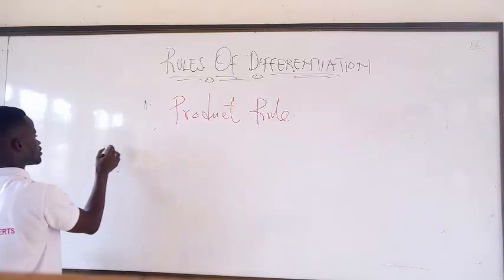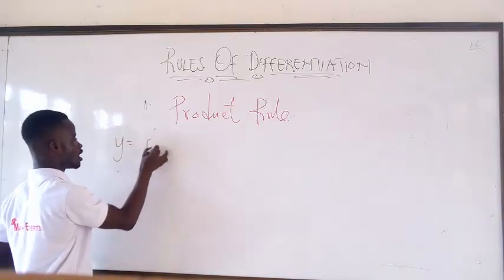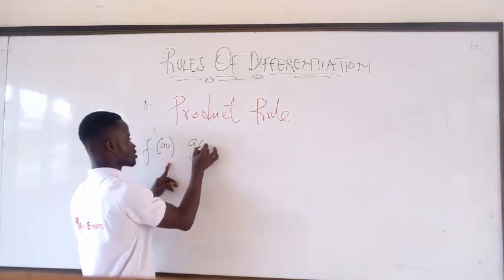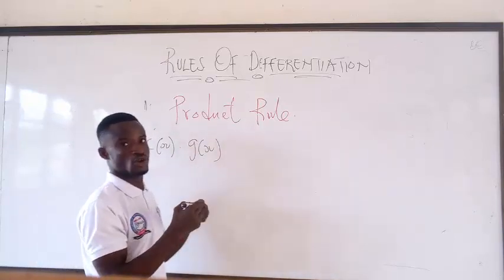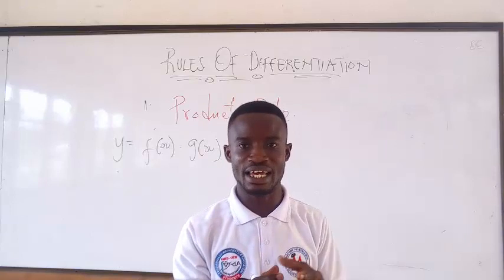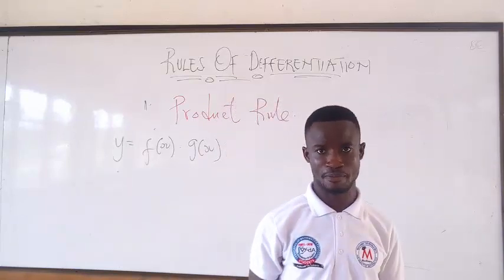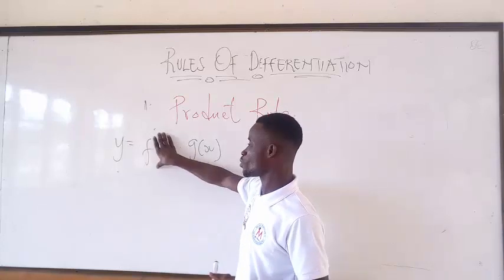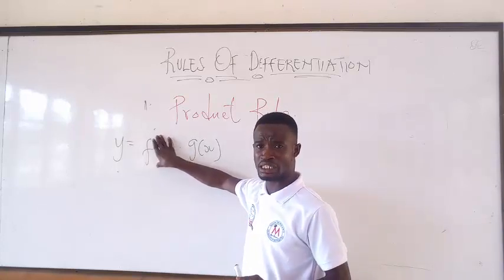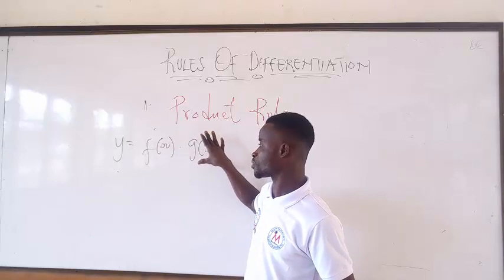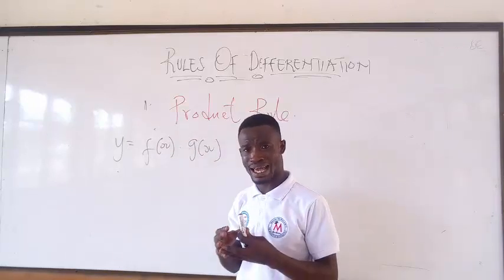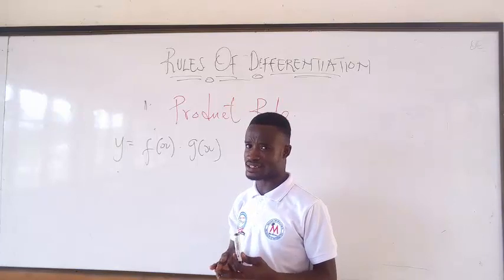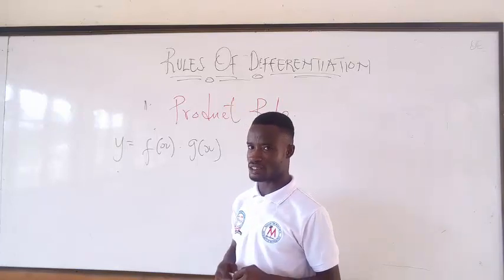So let's say we have y is equal to f of x, that is the first function, and g of x, that is the second function. When we have two functions being multiplied like this, how do we differentiate? The question is, is it the same as taking the derivative of this and the derivative of this and multiplying them? I can't say no and I can't say yes. Let's test and see.